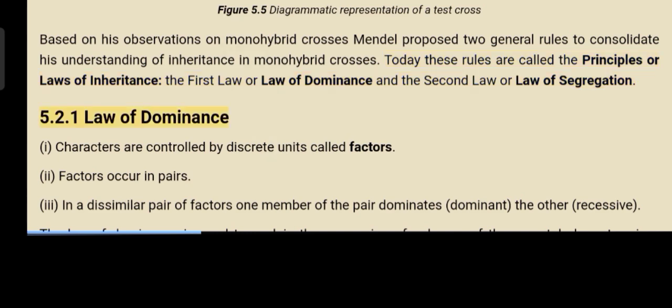5.2.1 Law of Dominance. One, characters are controlled by discrete units called factors. Two, factors occur in pairs. Three, in a dissimilar pair of factors, one member of the pair dominates (dominant), the other recessive.